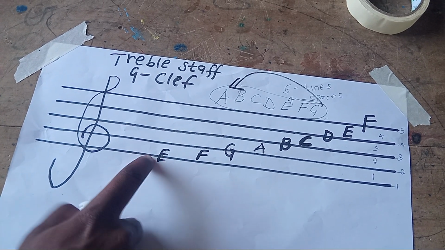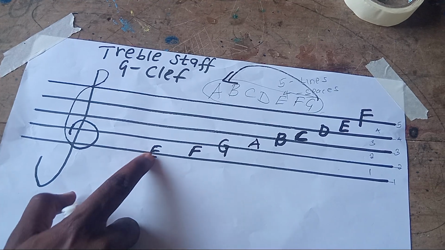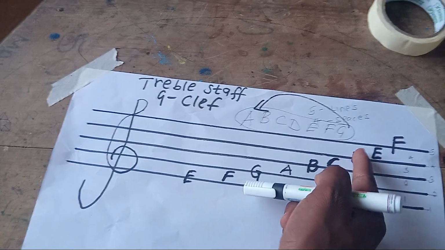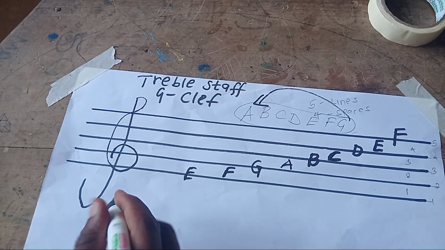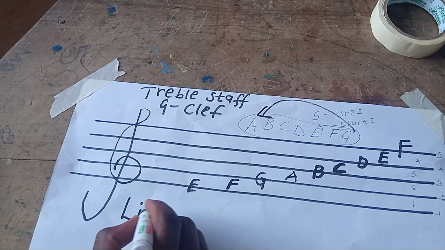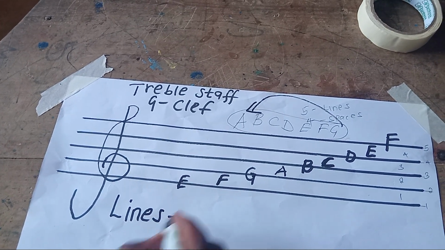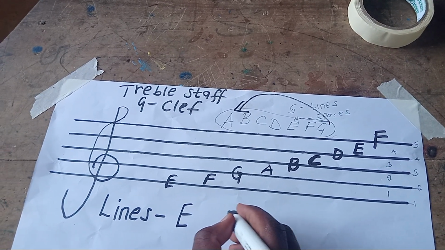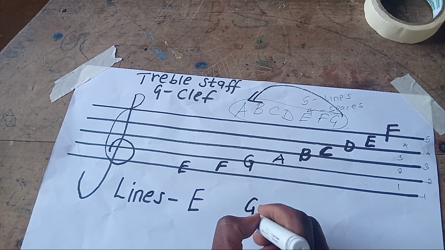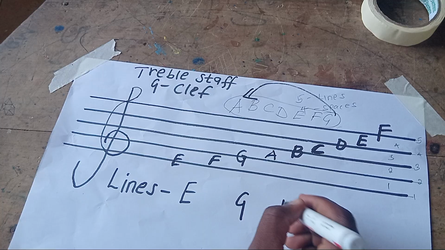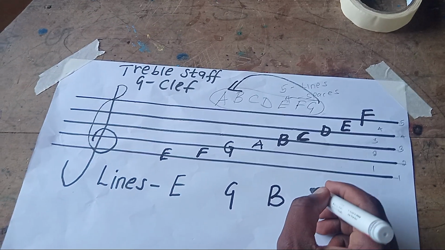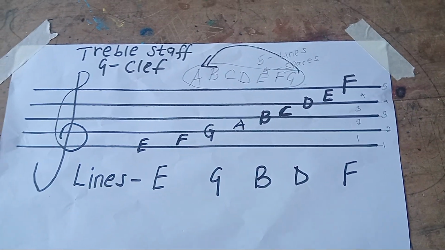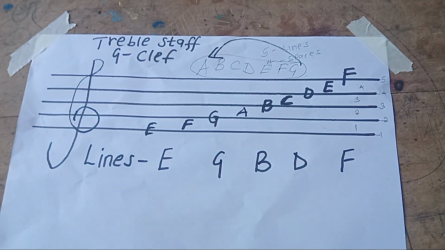So our staff has reached E. This is the line E. This is another line G. This is another line B. This is another line D. This is another line F. So we can say that lines on the treble staff are E, G, B, D, F.